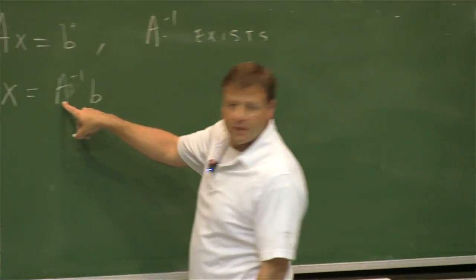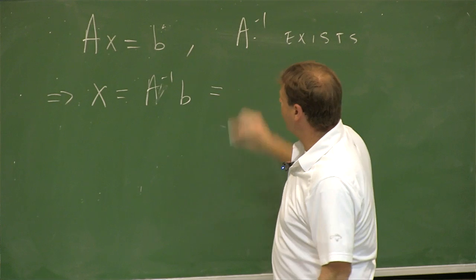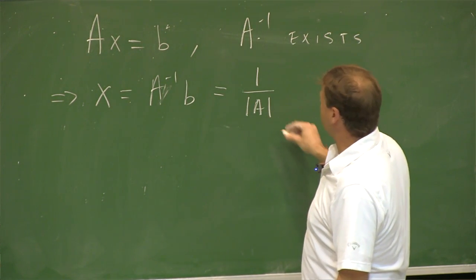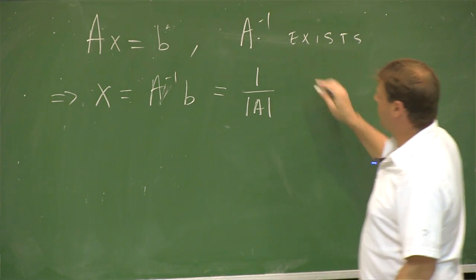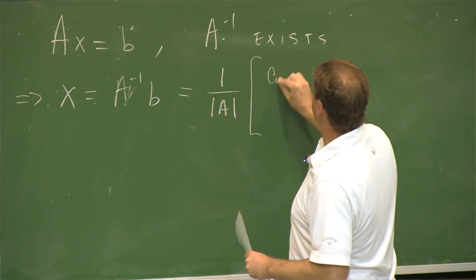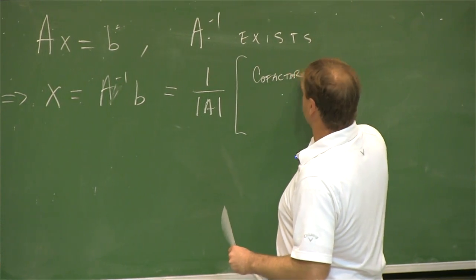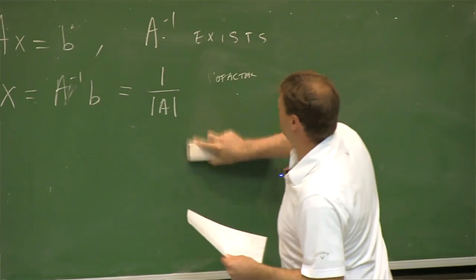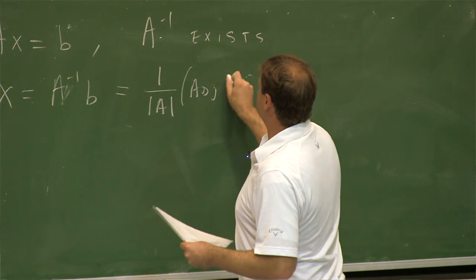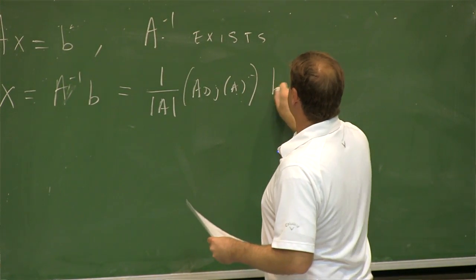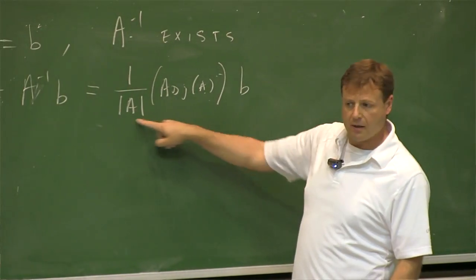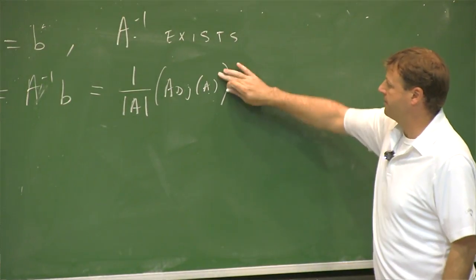But we know the formula for A inverse now, so let's write that out. What's A inverse? That's 1 over the determinant of A times the cofactor matrix. Let's write out the formula first. So this is times the adjoint of A, all times B. So A inverse, that's just this part right here, times B.